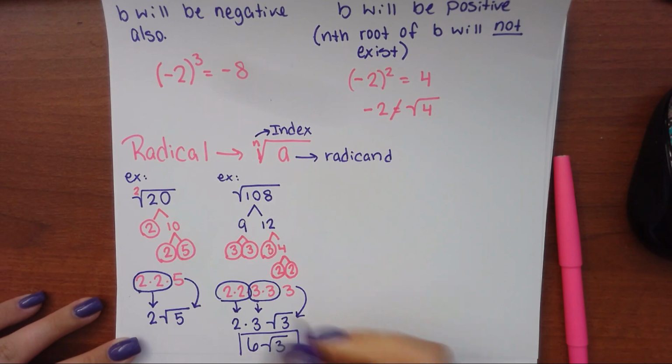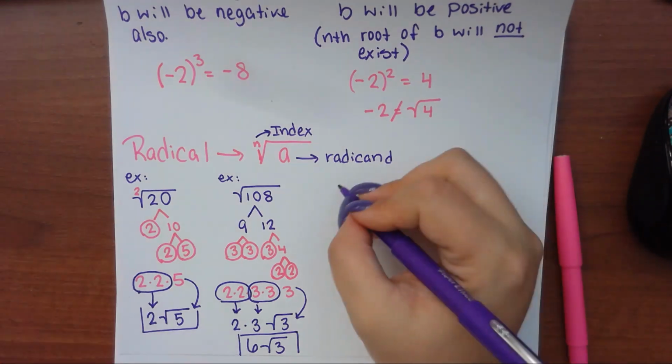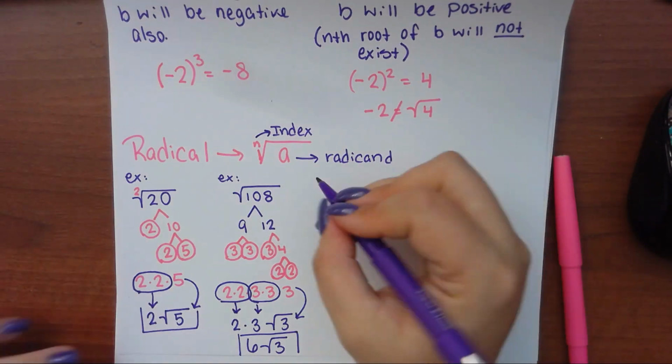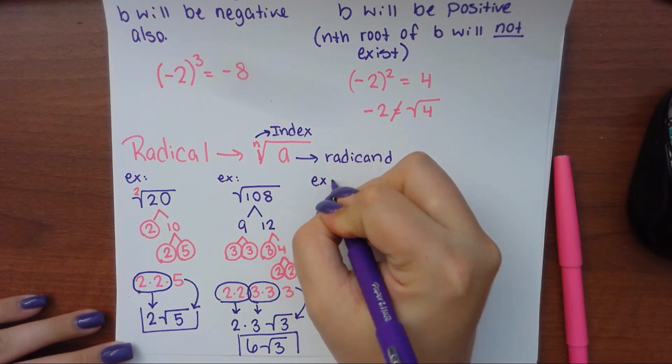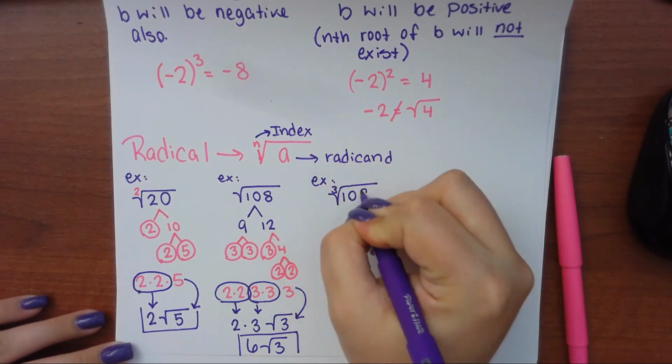So we've done this before. And what happens when you have a cube or something different than a square? So let's say I have the cube root of 108, just to see the difference.